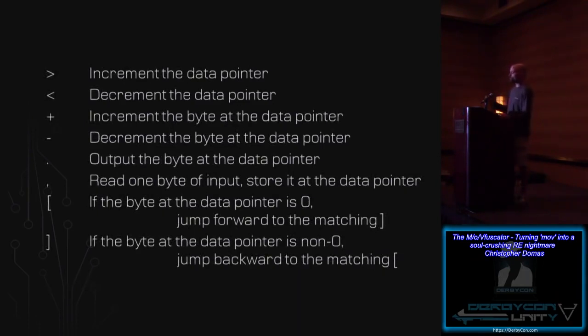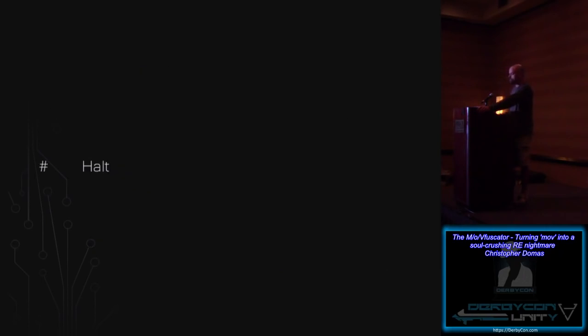Really simple. We've got a way to increment our data pointer, a way to decrement our data pointer, a way to increment the byte at the data pointer, a way to decrement the byte at the data pointer, a way to read in a byte, a way to print out a byte, and a way to loop forwards, and a way to loop backwards. So those are the only instructions we have available to us in BrainYuck, but we're going to add one more, a way to actually halt the system.